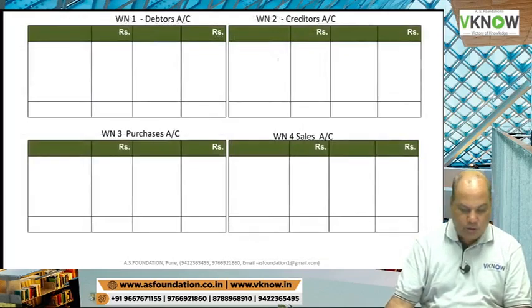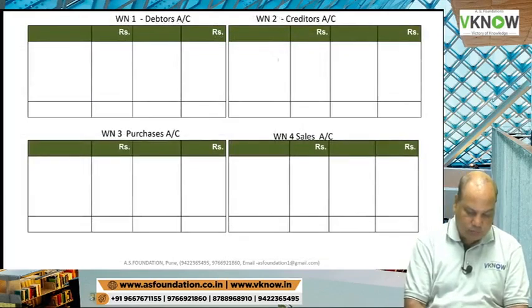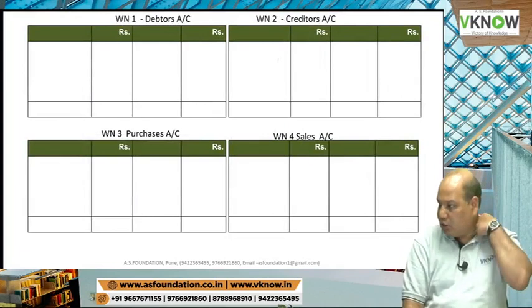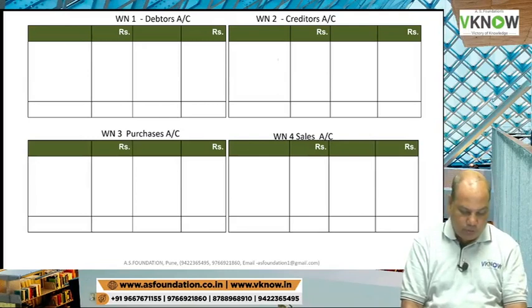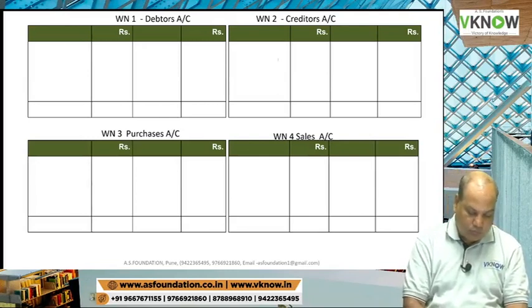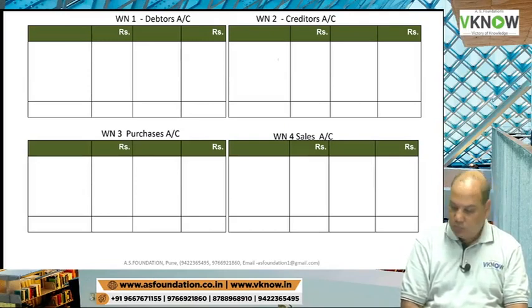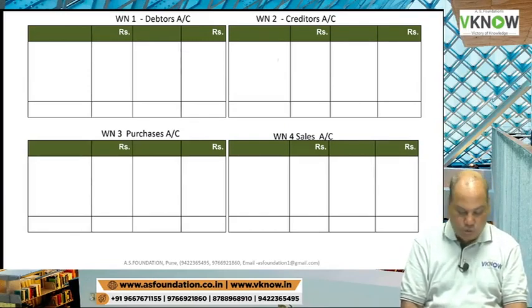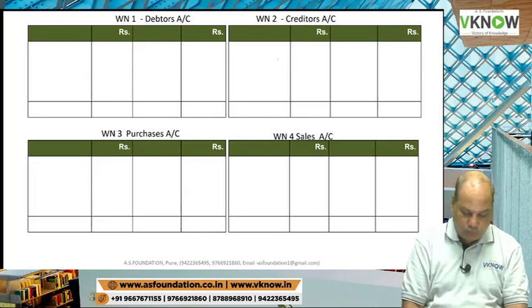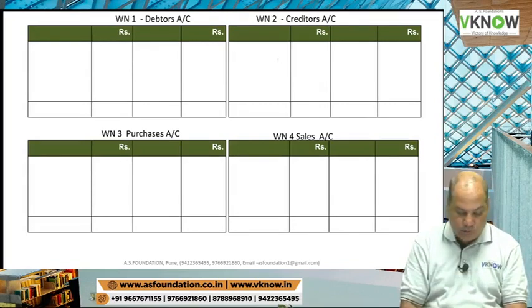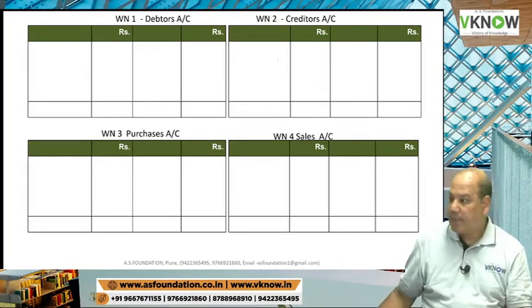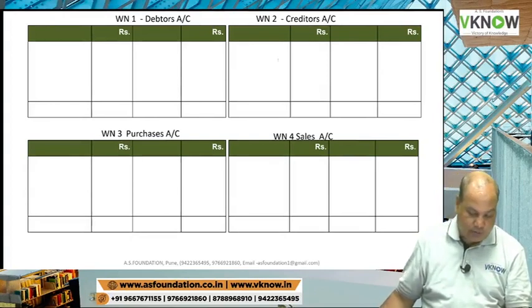After the balance sheet, write down working note 1: Debtors account, 6 or 7 lines. Then working note 2: Creditor account, 6 to 7 lines.